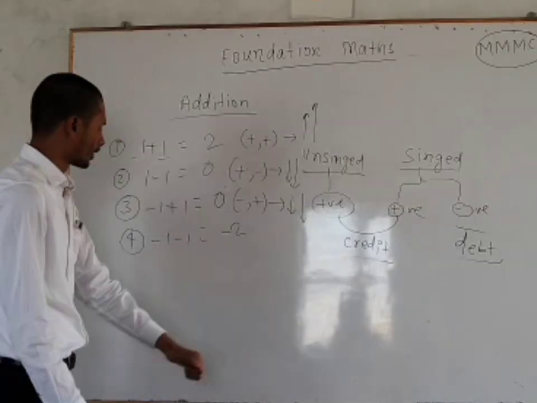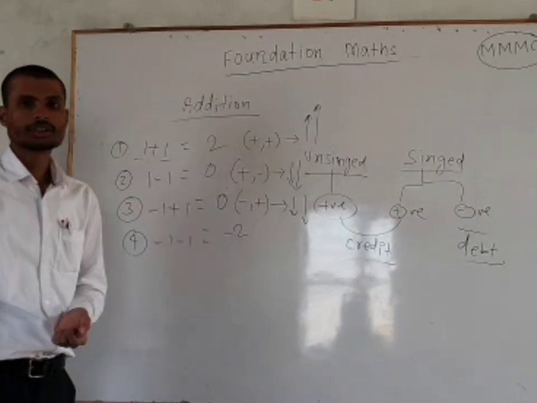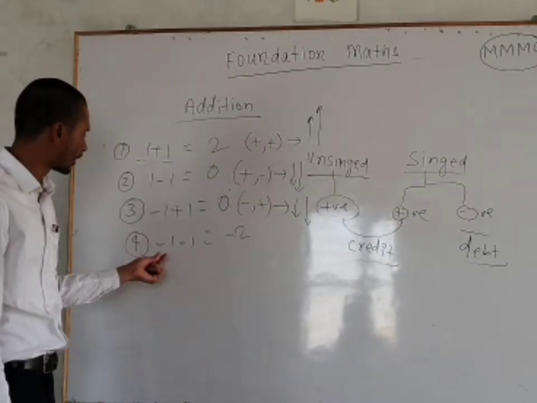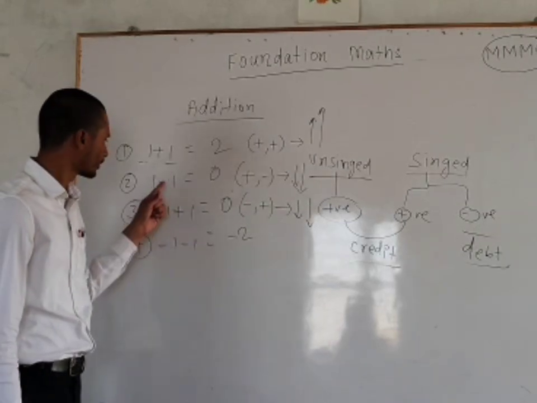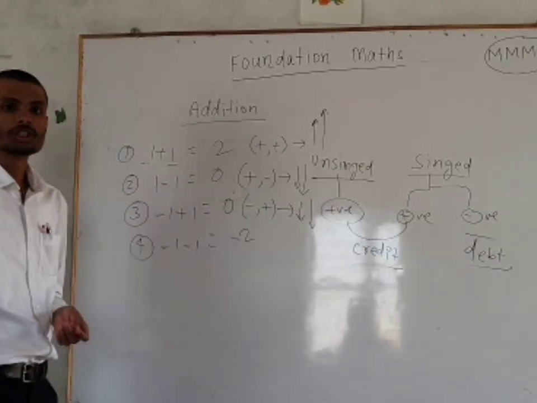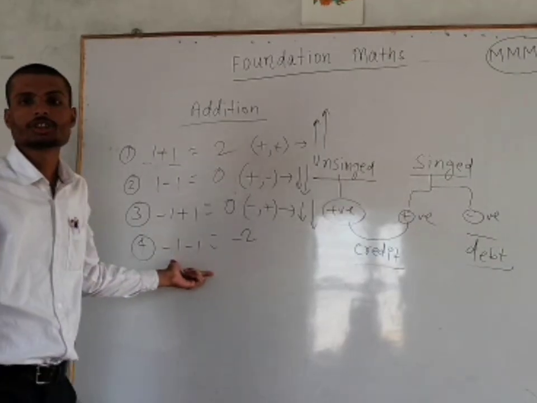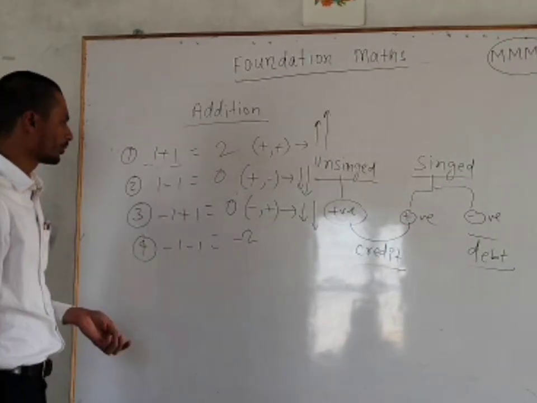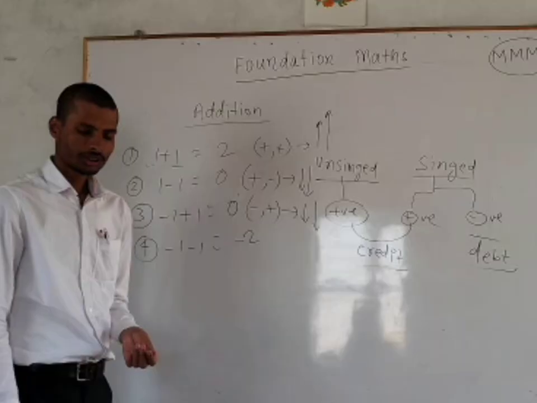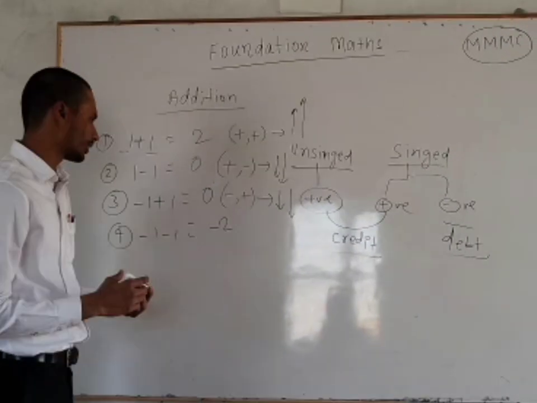In the third one, the problem looks like a subtraction because you are seeing a subtraction sign, just like in the second example. But it is not subtraction at all. It is the addition of 2 negative numbers. So when you add 2 negative numbers, the resultant will increase.